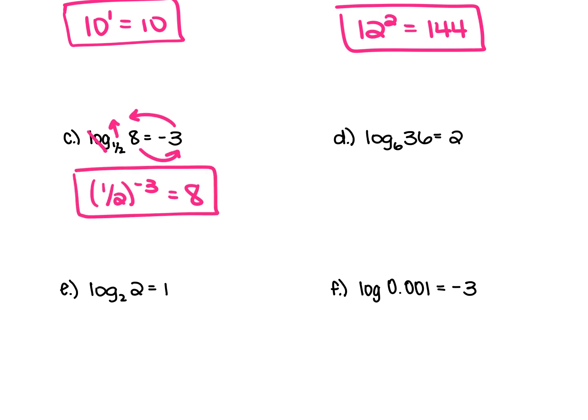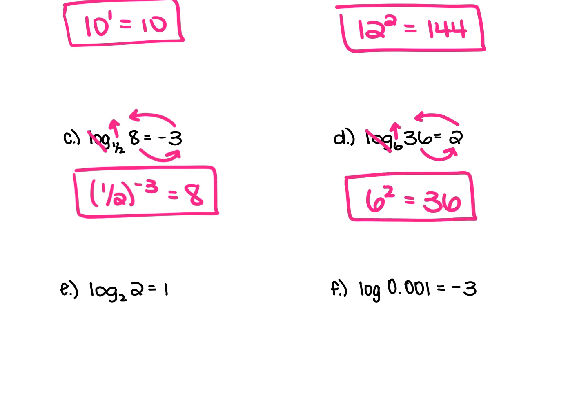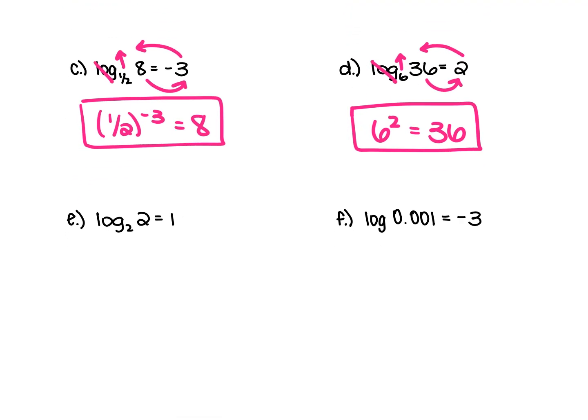For example D, you have log 6 of 36 is equal to 2. We drop the log, bring up 6, make the 2 our power, make 36 our answer. So that's 6 squared is equal to 36. For E, we have log 2 of 2 is equal to 1. So drop your log, bring up the 2 as your base, raise this to the first power, bring the 2 as your whole number to your answer. So that's 2 to the first power is equal to 2.